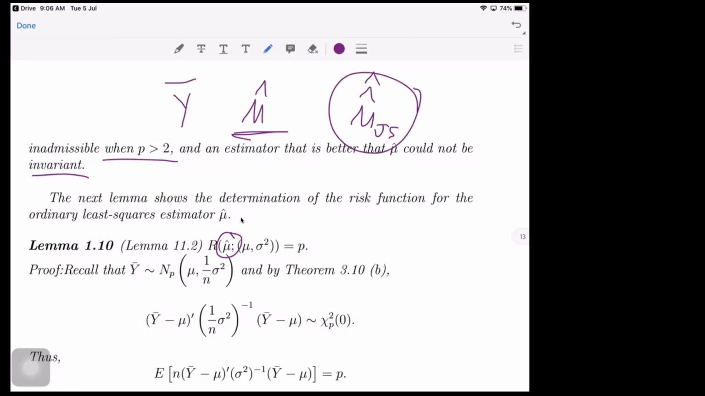So let's have first a break, a 10 to 15 minutes break before we proceed with lemma 11.2.